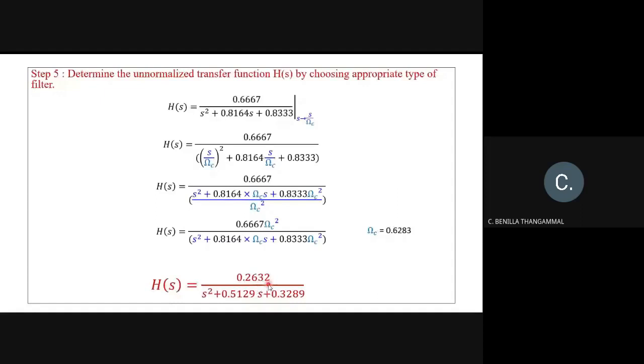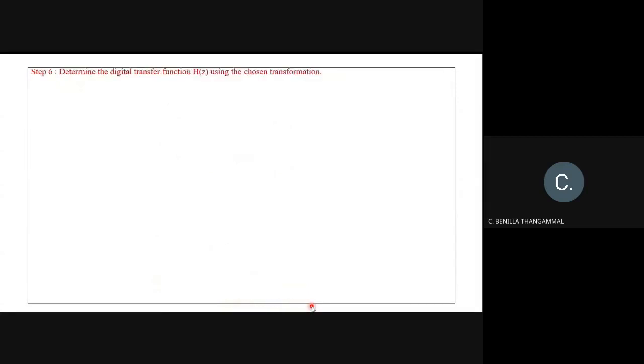So your unnormalized transfer function is 0.2632 divided by s square plus 0.5129 s plus 0.3289. The step 6 is to find your digital transfer function using the chosen transformation. Here they ask you to use your impulse invariant technique. So h of s is equal to this one.